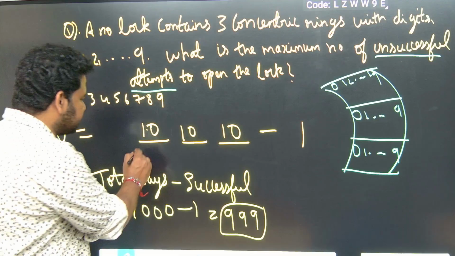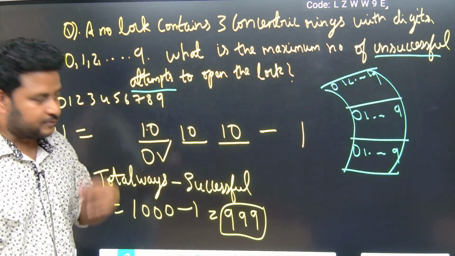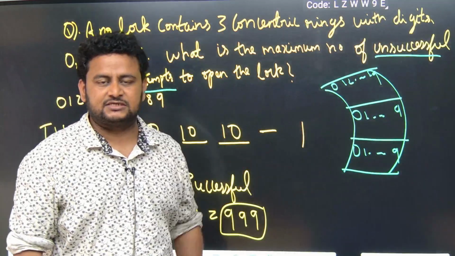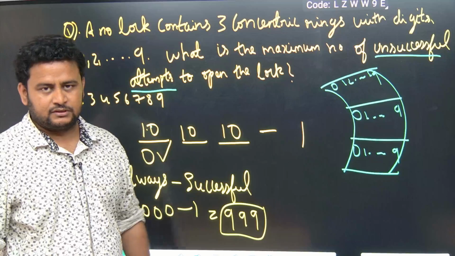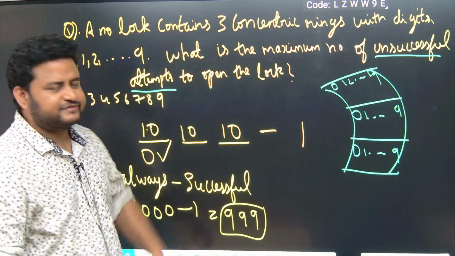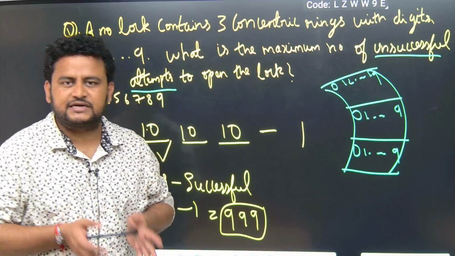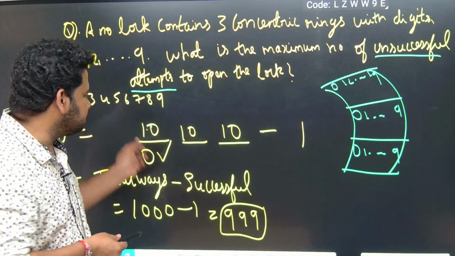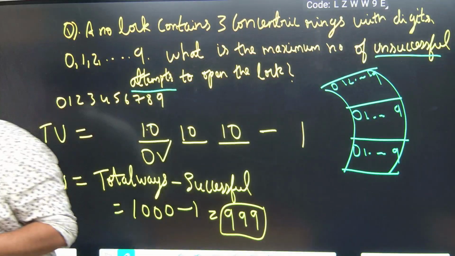Here the most important thing is 0 can also come in this position, because this is not a 3-digit number. They are telling this is 3 concentric rings, so definitely a password can start with 0 also. So I can write 0 also. They are not talking about a 3-digit number; even if it is a 3-digit number password, you can start with 0, because a password can definitely start with 0. Clear friends? This is how you can do it. I hope you might have got clarity on how to solve this question.